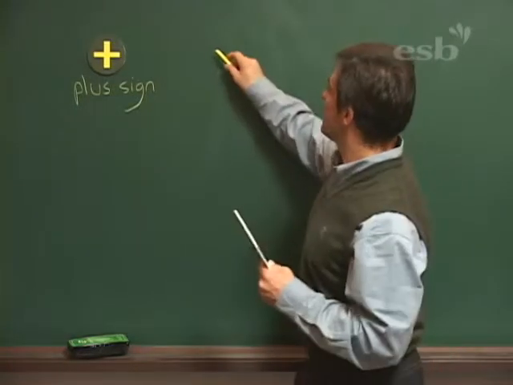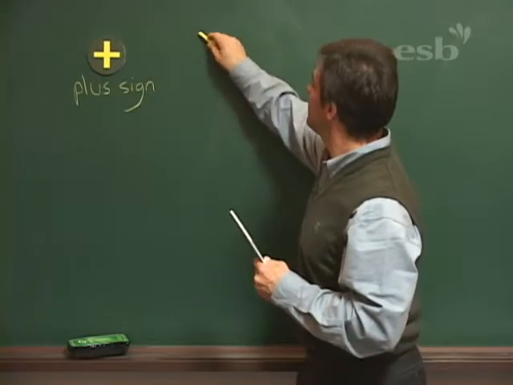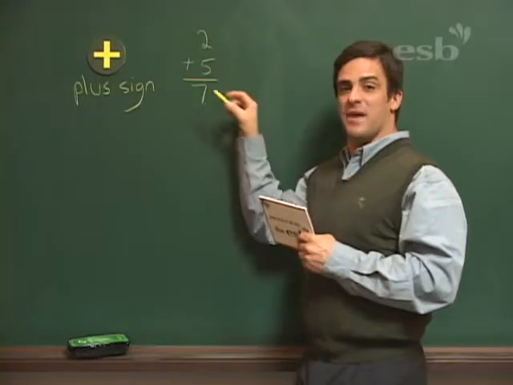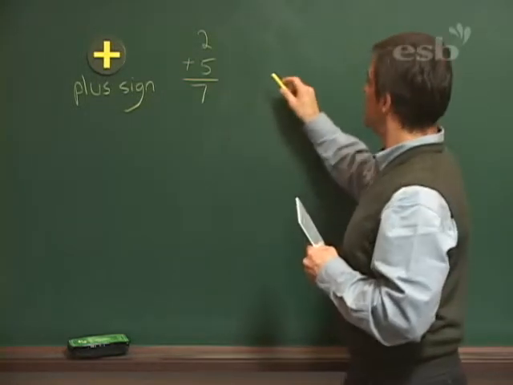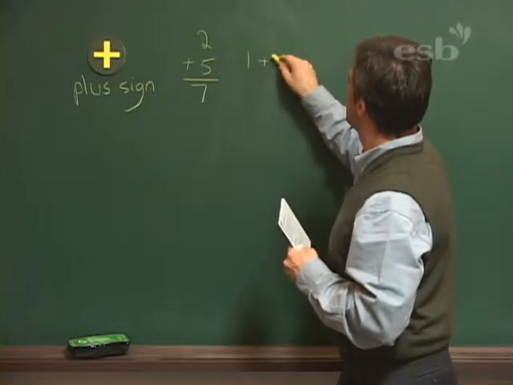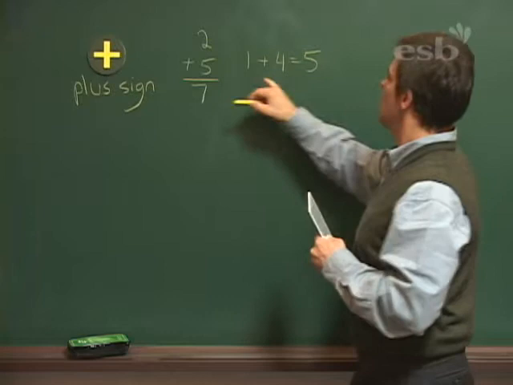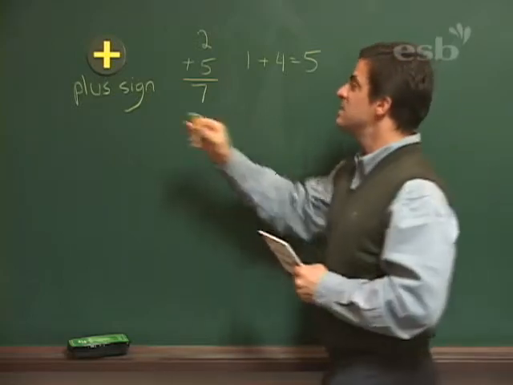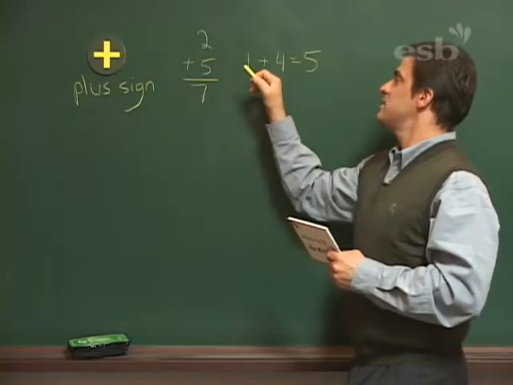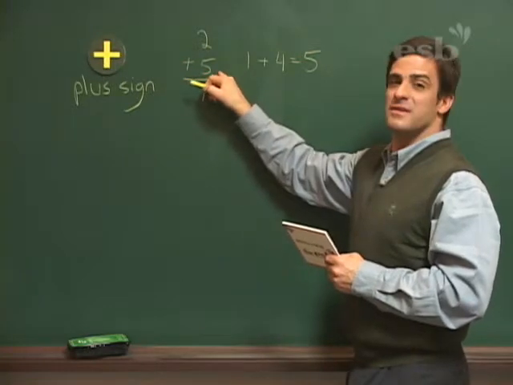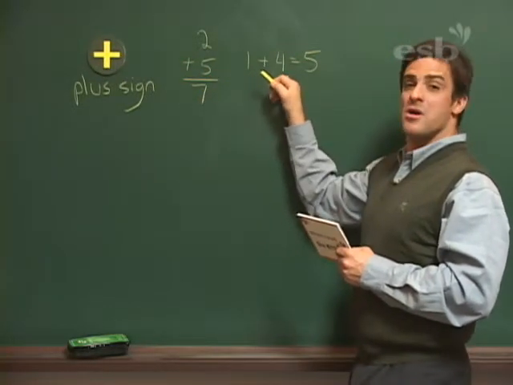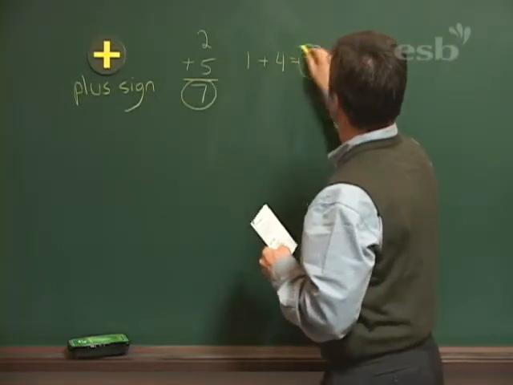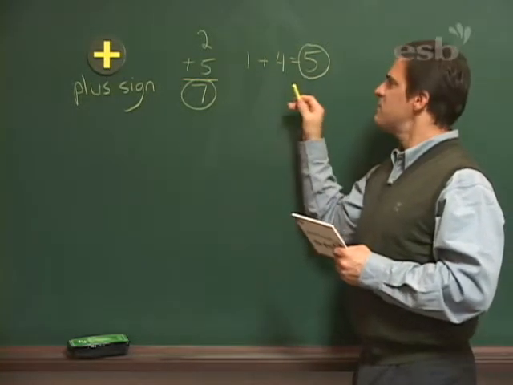Once again, let's look at our two examples. Up and down: 2 plus 5 equals 7. And across: 1 plus 4 equals 5. The key here, of course, is the plus sign. 2 plus 5 equals 7. 1 plus 4 equals 5. The answers are 7 and 5.